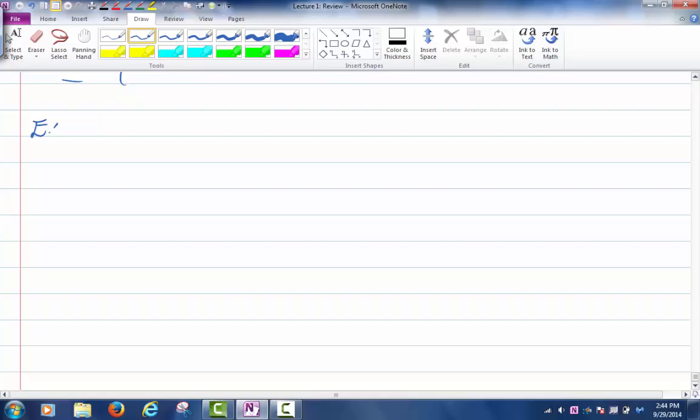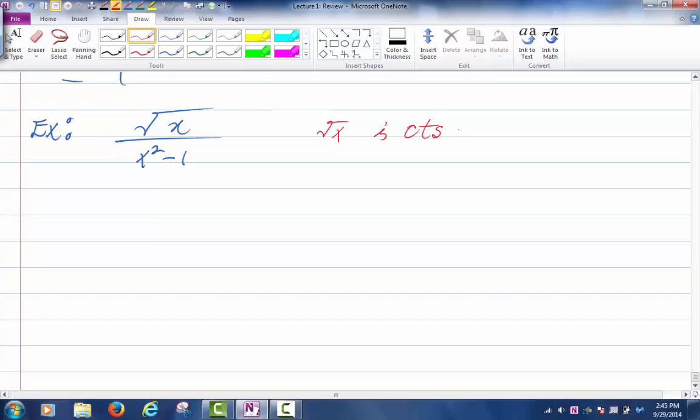Example. Suppose I have the function root x divided by x squared minus 1. The question is, where is this function continuous? How would I determine that? First of all, let's look at the numerator. The numerator is root x, right? And root x is continuous where? From 0 to infinity, right? At 0, it's continuous from the right only.